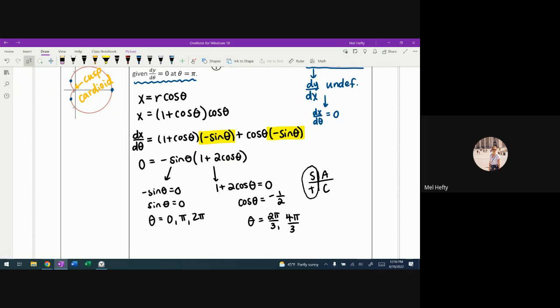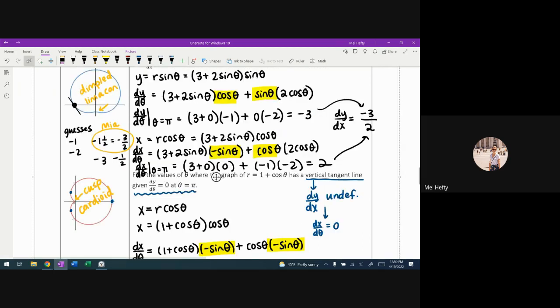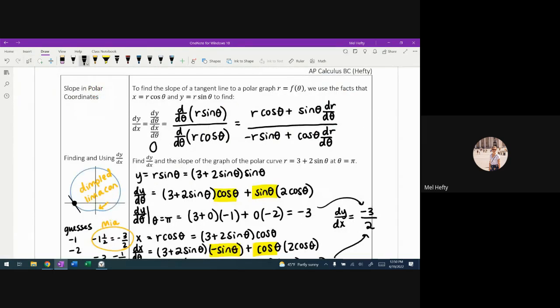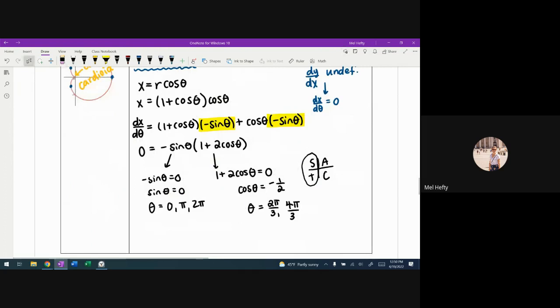Yeah. Theta equals pi. Let's talk about that. So how did we find these numbers? We set the x d theta equal to 0, right? So when we were creating this fraction, we had 0 on the bottom. Well, I told you at theta equals pi, we also had 0 on the top. So is that a vertical tangent line? Horizontal tangent line? Is it anything? Is it nothing? The answer is it's a cusp. So it's going to be not a part of our answer choices.